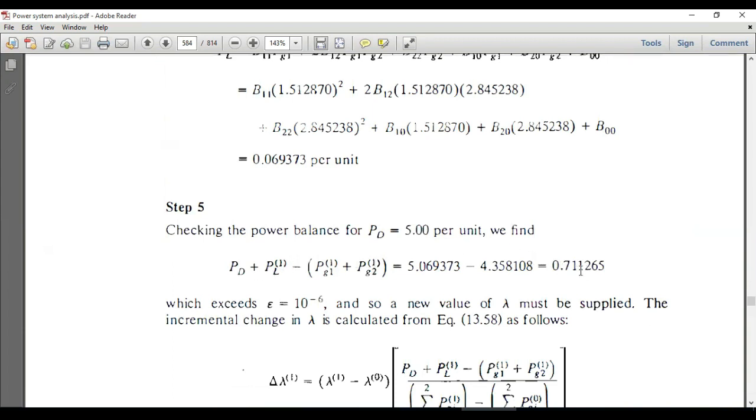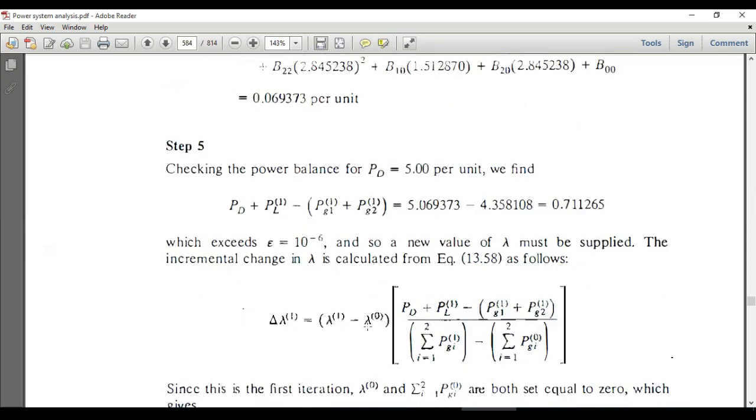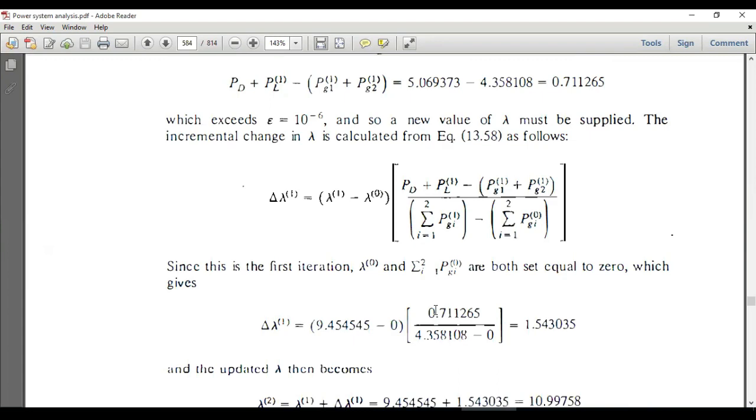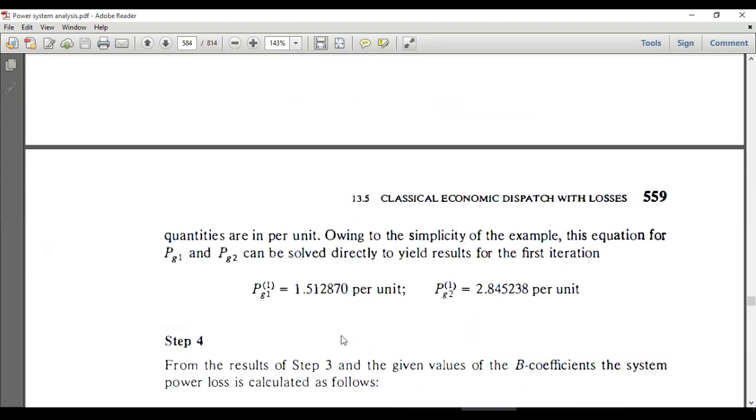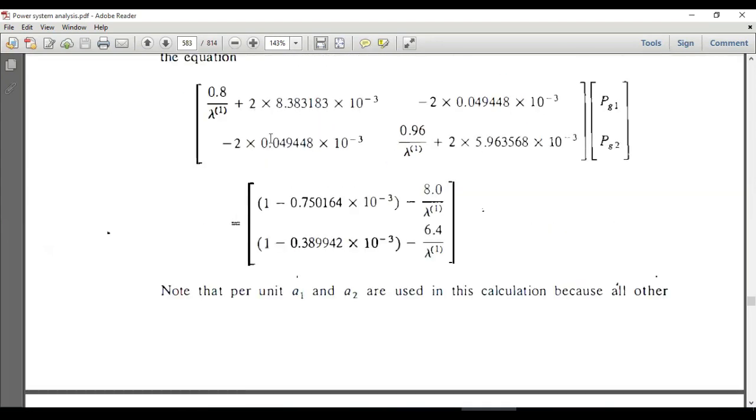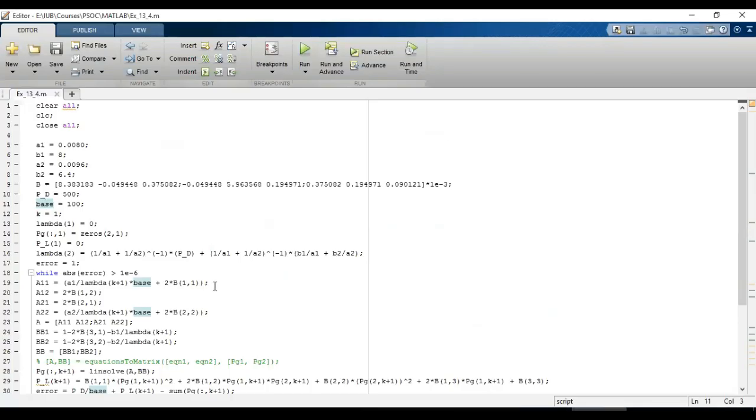Since we don't get 0 at the end, we have to update our lambda, and then solve this equation again based on the new value of lambda and check our results. So this problem will be solved in an iterative manner, for which I have written a MATLAB code over here. For the same problem, I have written this code.